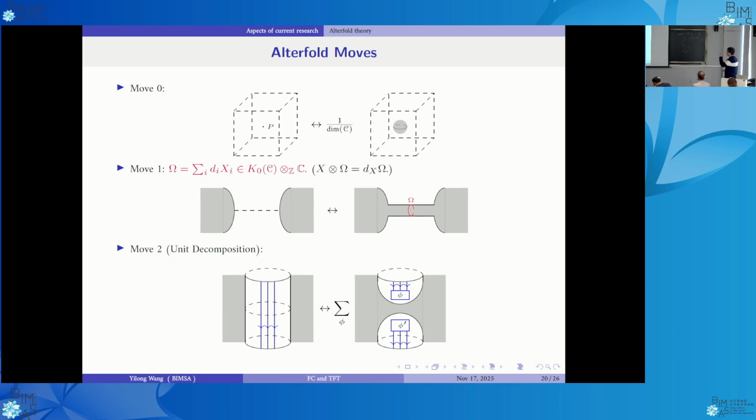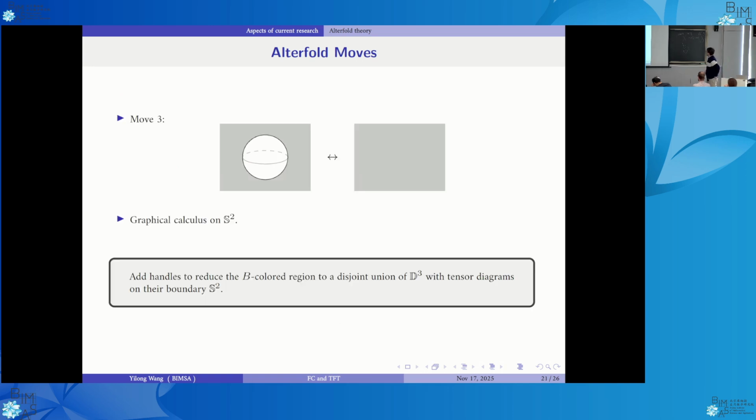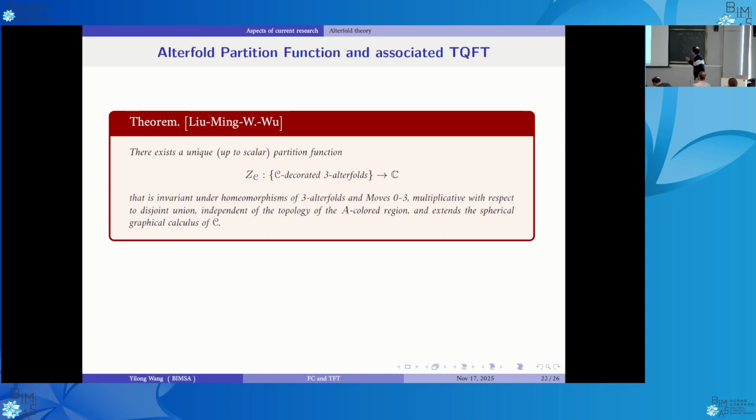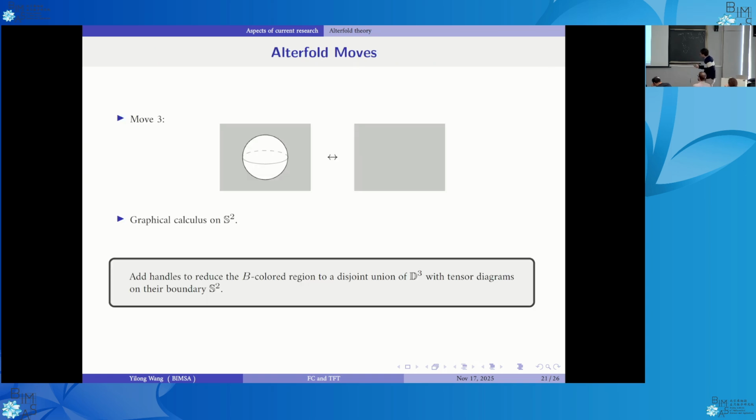And we introduce some equivalence relations or moves among our autofolds. That means we can change the autofold by certain handles. That means I can add 0 handles, 1 handles, 2 handles to the autofold to change the color of the regions. Once we do that, we will reduce the topology of the B color region to a disjoint union of balls with tensor diagrams on their boundary spheres, and we can evaluate such diagrams.